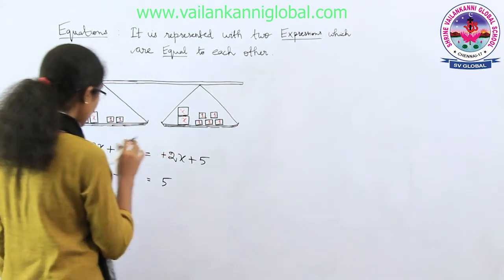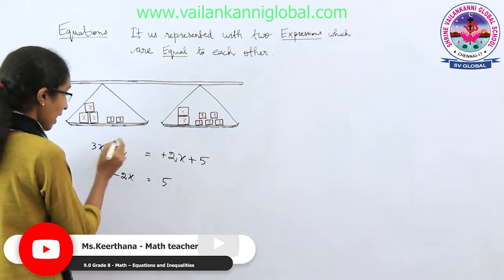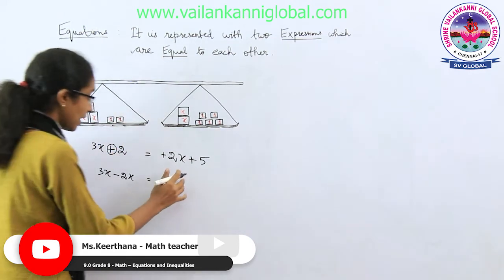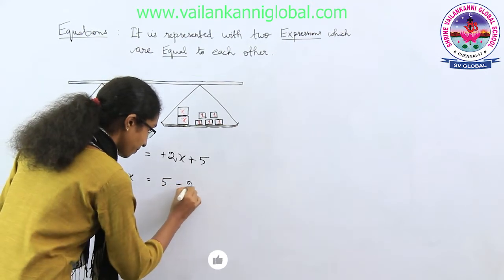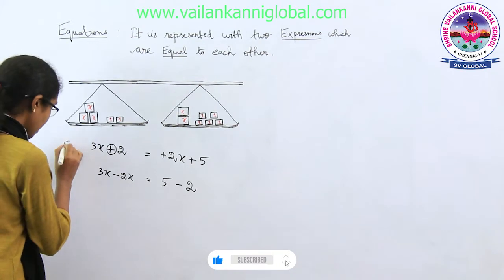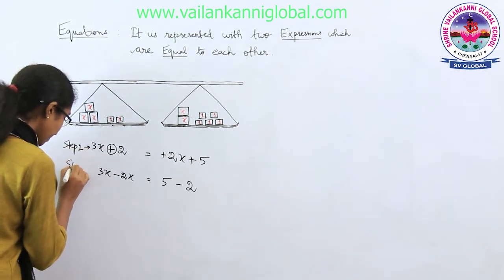That is equal to 5, which is in the right hand side, is kept as it is, and 2, which is in the left, comes to the other side, and it is in plus form. So when it comes to the other side, it becomes minus 2. So now we have the second step. So this is step 1 and this is step 2.